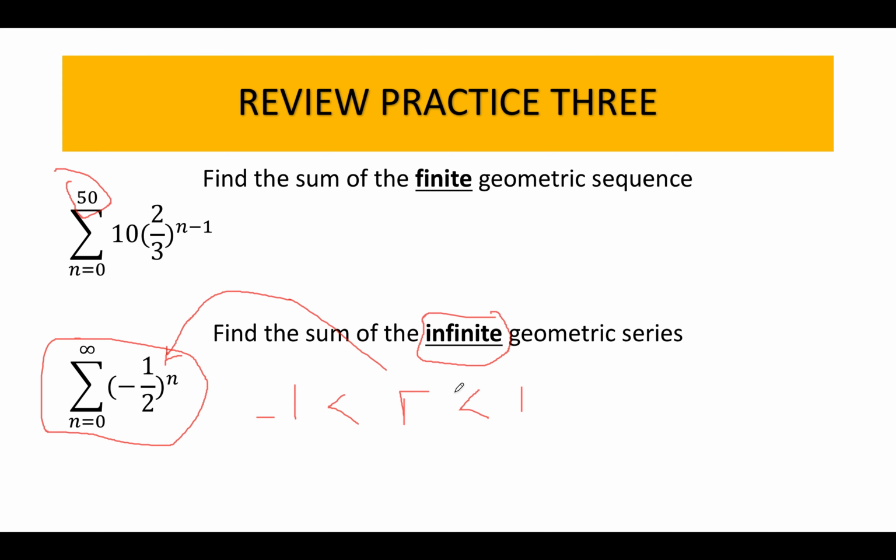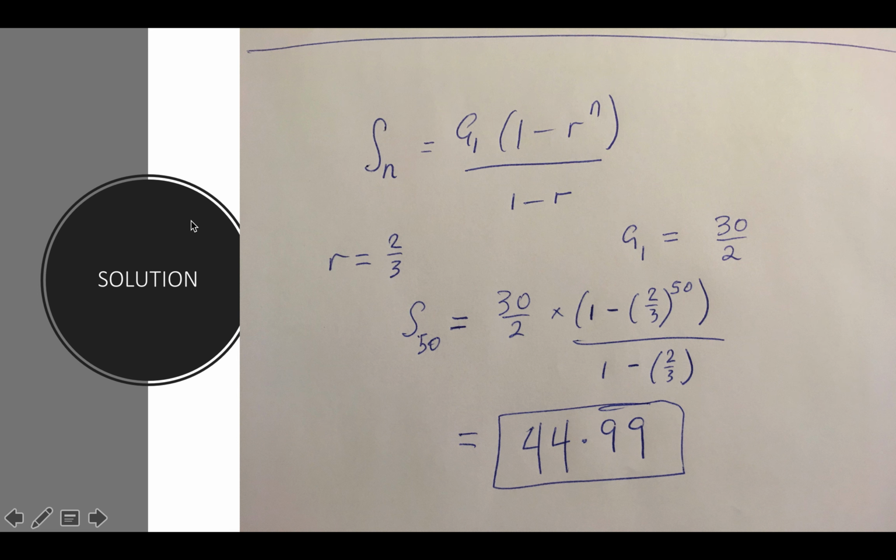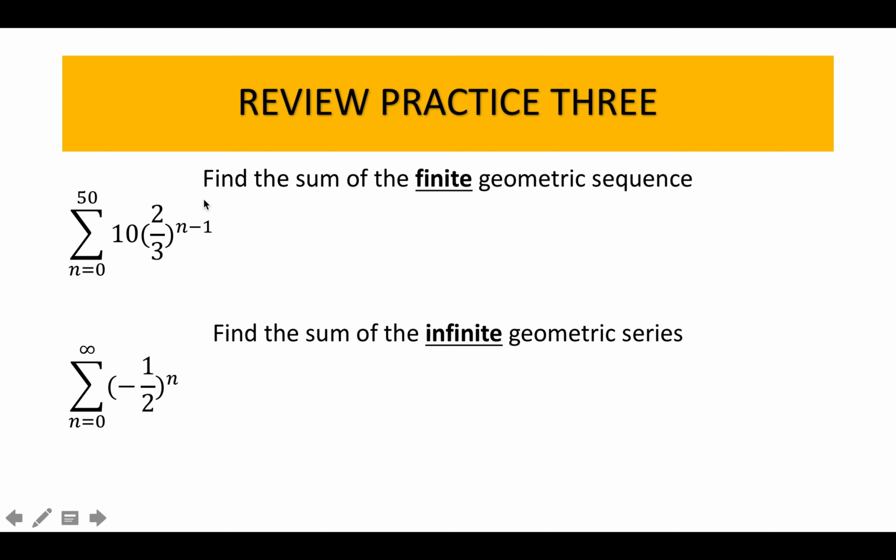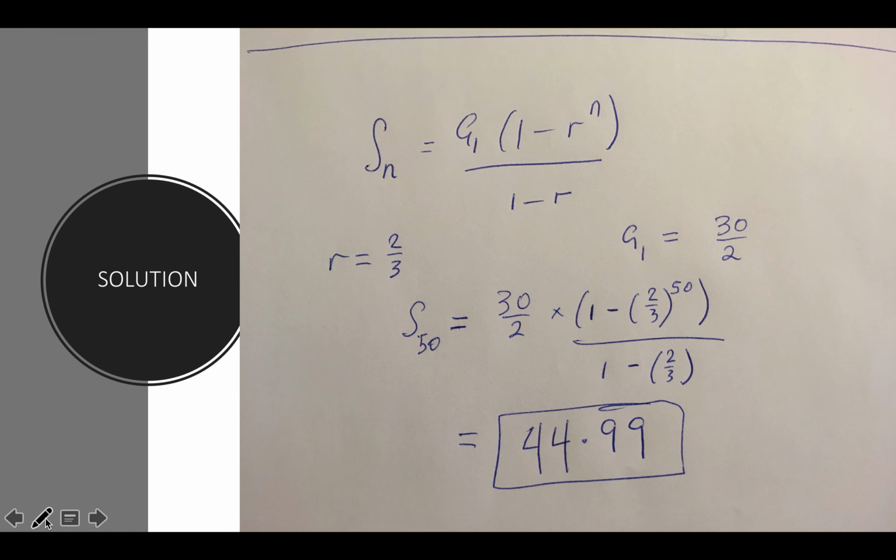So pause the video, try to find this out, and once you're done, play the video to see the solution. I'm going to show you the solution to the first one first, and then the second one. So here's the formula that you use for the finite sum. For the finite geometric sequence, this is the formula. So write this down somewhere. This is the formula for the finite geometric sum. Not the infinite, the finite geometric sum.